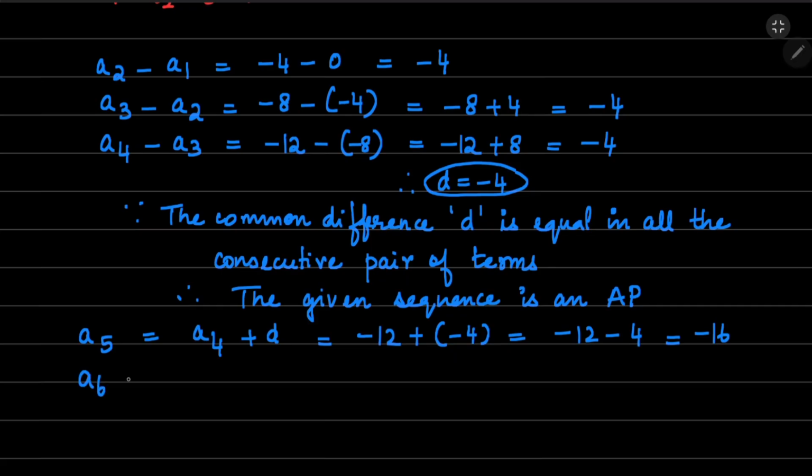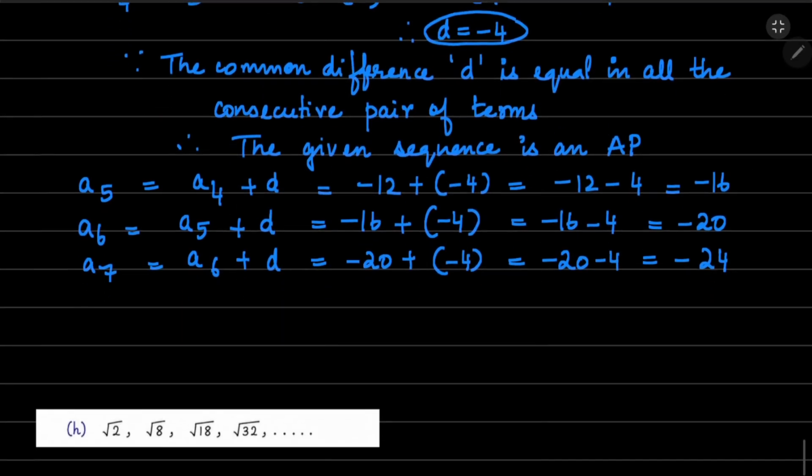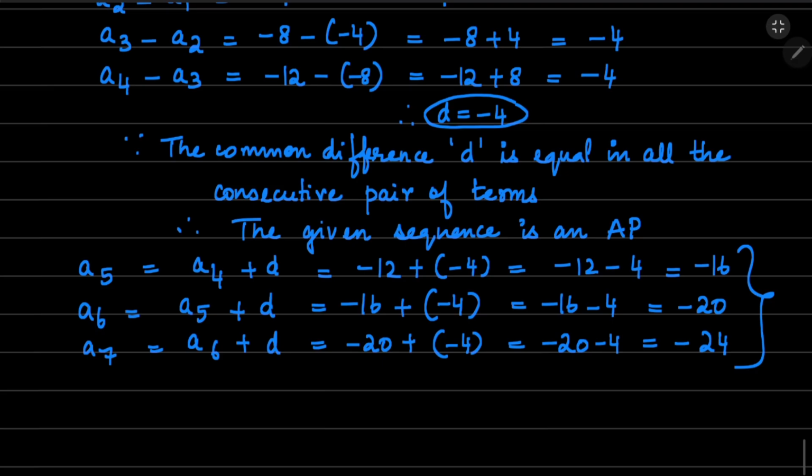What is your sixth term? The fifth term plus d. What is your fifth term? Minus 16 plus d is minus 4, which is equal to minus 16 minus 4, that is minus 20. So the seventh term, sixth term plus d. So what's your sixth term? Minus 20 plus d is minus 4, which is equal to minus 20 minus 4, which is minus 24. Okay, so these are the next terms, right? That's all. This is your answer.